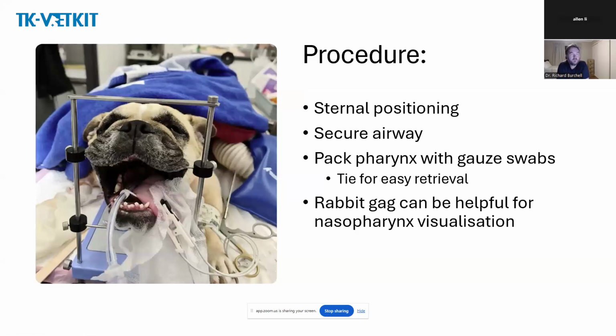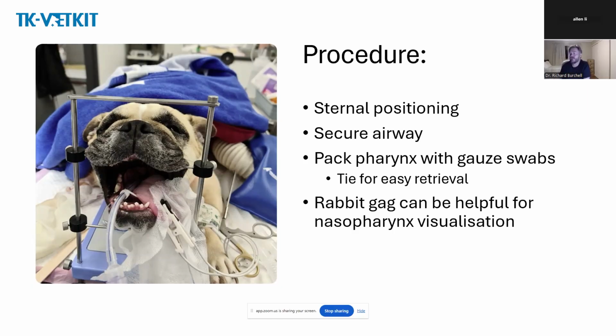Okay, so for the procedure, I like to put them in sternal recumbency, and I quite like to use a rabbit gag as shown in this image. The reason for that is that I'm able to examine the throat. I can put my flexible scope down into the nasopharynx and have a look at the nasopharynx from the back. And then I can secure the airway. I can pack some gauze swabs into it, and it just gives me good control over the patient.